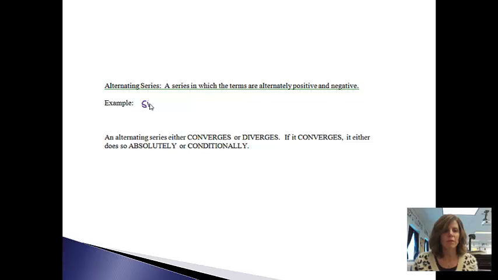An example of that: let's do the series n equals 1 to infinity of the sine of n pi over 2. What would happen for the first term? I'd get sine of pi over 2, which is 1, and then I'd plug in 2, I'd get the sine of pi, which is 0, and then I'd plug in 3, I'd get the sine of 3 halves pi, which is negative 1, and then I'd get 0, and so forth. You'll notice my terms are alternating between positive and negative, so that would be an alternating series.